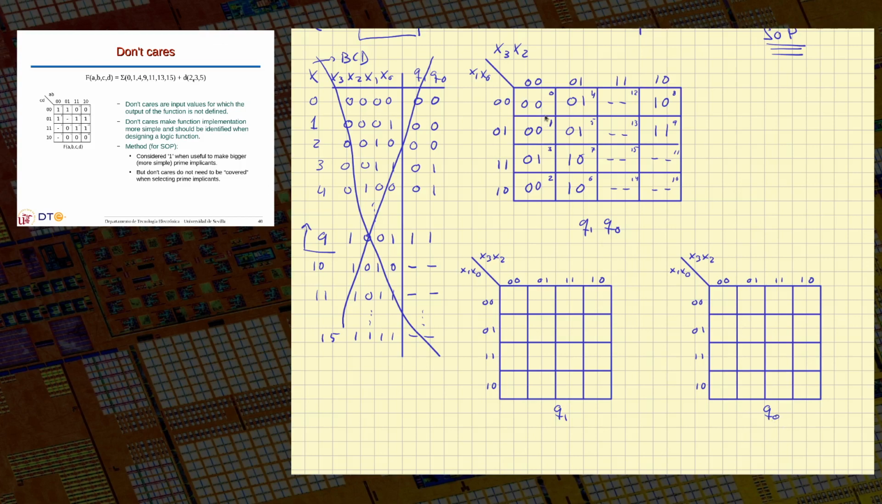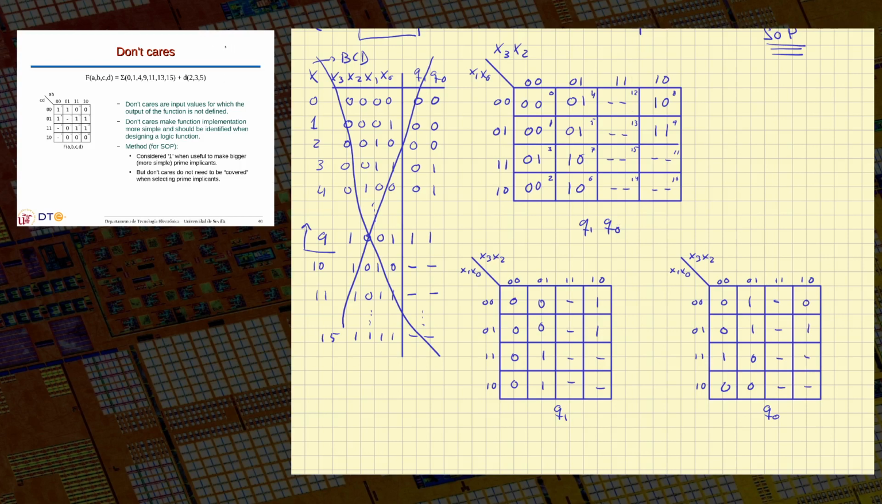Now it is just copied information. I just copy Q1, first number here, in this map. These are don't cares. One, don't cares. And now I copy Q0. This is 0, 0, 0, 1, 1, 0, 0. All these are don't cares. This is a 0, 1, don't care, and don't care.